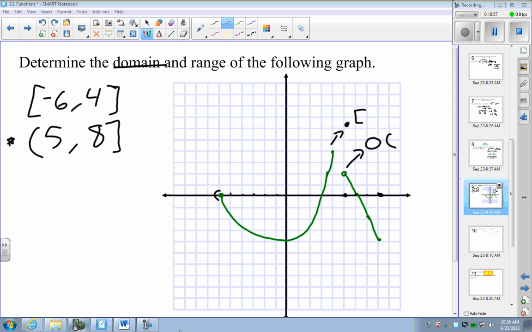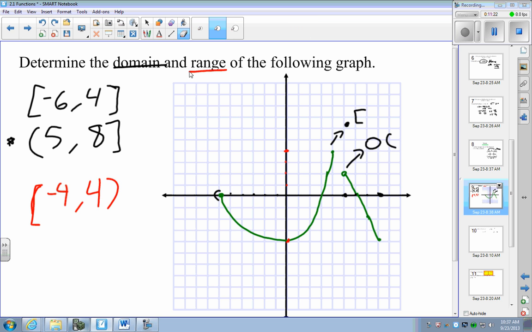Now let's talk about our range. And so our range is going to be anything from here to here. And that's it. And so our range is going to be our closed interval from negative 4 to positive 4. And that should also be a bracket.